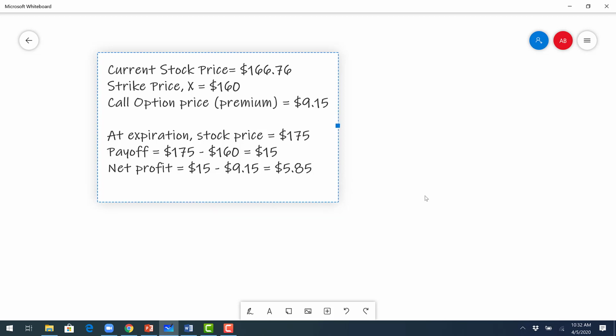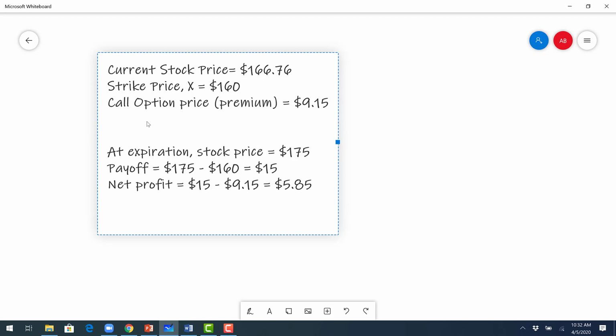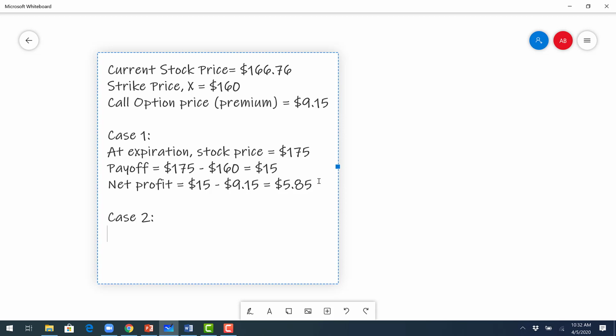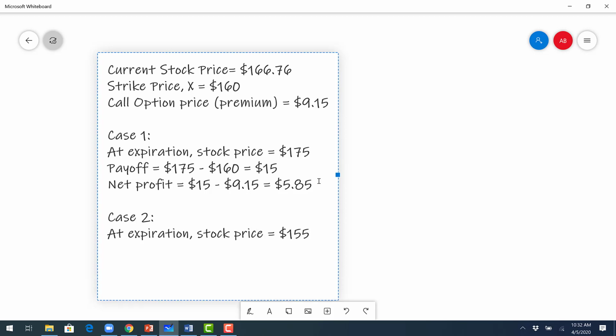What happens when the stock price goes down? So now let's actually look at another situation. So let's call this case 1, and let's look at another possibility, case 2. At expiration, let's say the stock price is 155, right? What would be your payoff here?